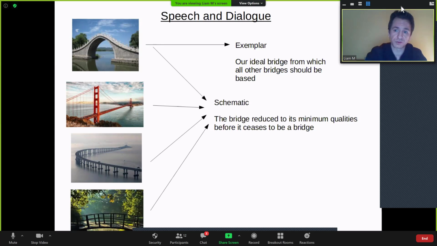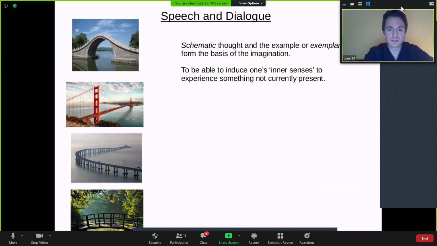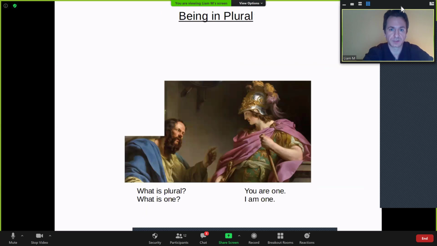But, of course, in practicality, we could say, well, the top's the most interesting, the second's the most grand. We can have exemplars of all different sorts of concepts. So that's the schematic thought and the exemplar. And what's important about this is that in using these, we tap into our inner senses to imagine, to use our imagination to experience something that is not currently present, which will be important.